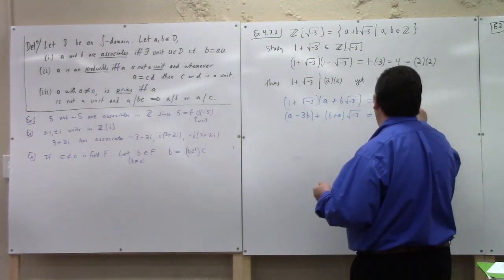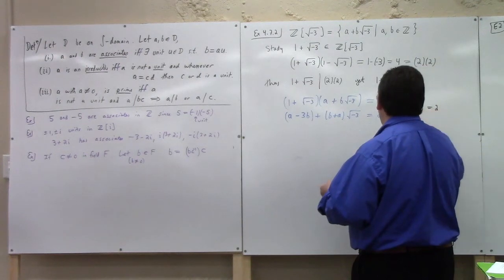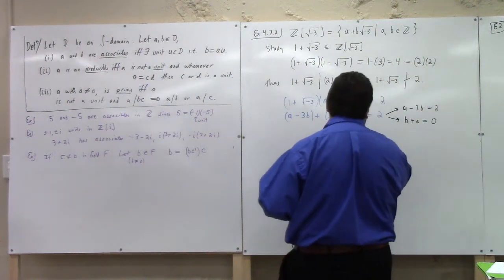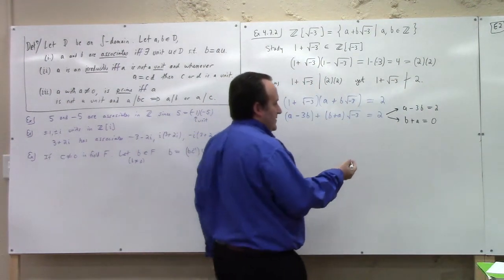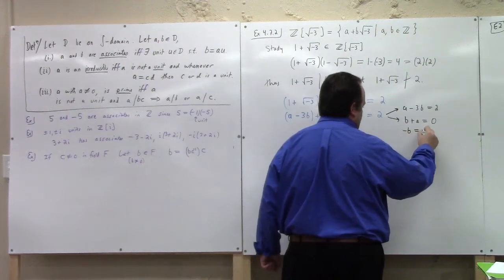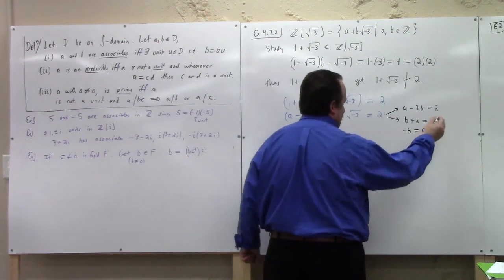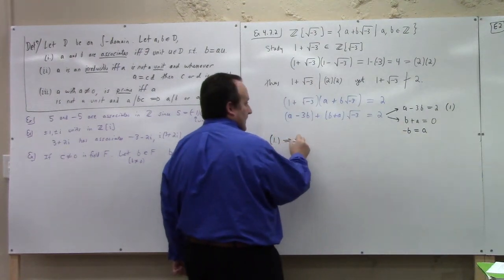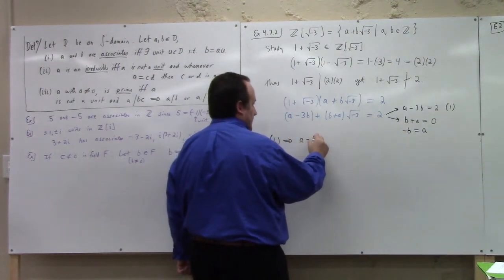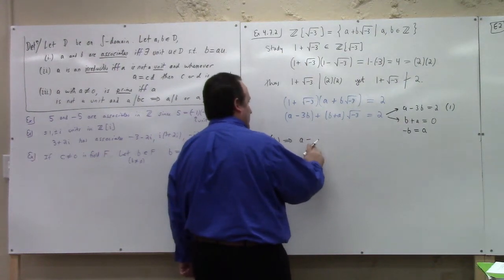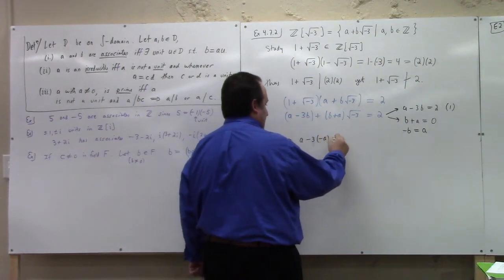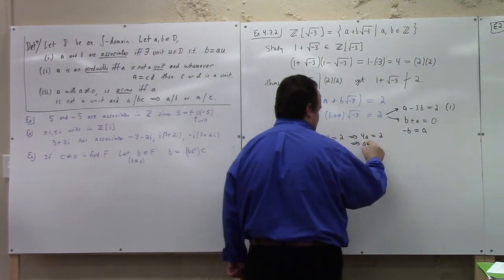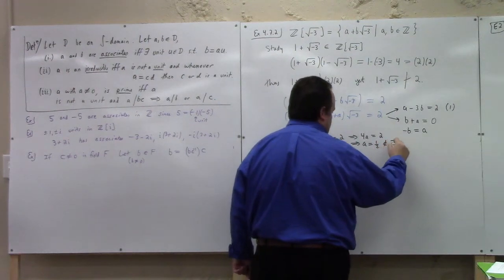So on the one hand, we have a minus 3b is equal to 2, but on the other hand, we have b plus a is equal to 0. Well, that's nice, because then apparently minus b is equal to a, right? So equation number 1 gives us a minus 3 times minus a equals 2, otherwise known as 4a equals 2, otherwise known as a equals a half. Uh-oh, that's not an integer. Game over.